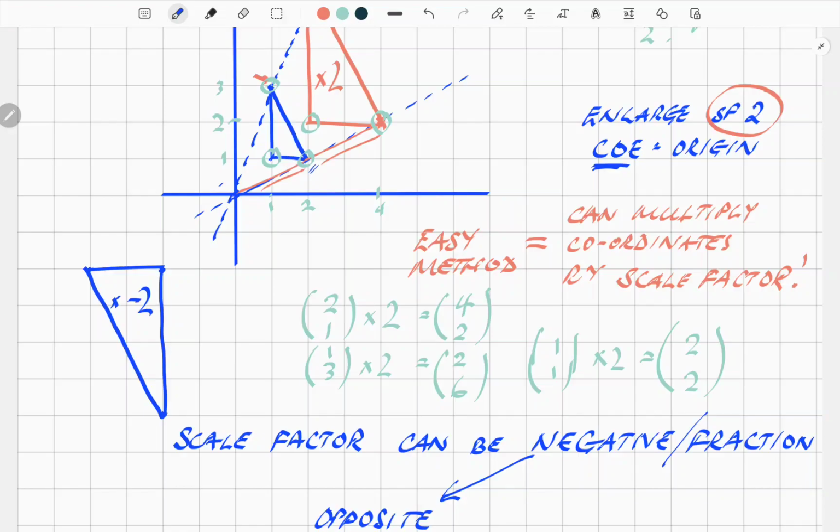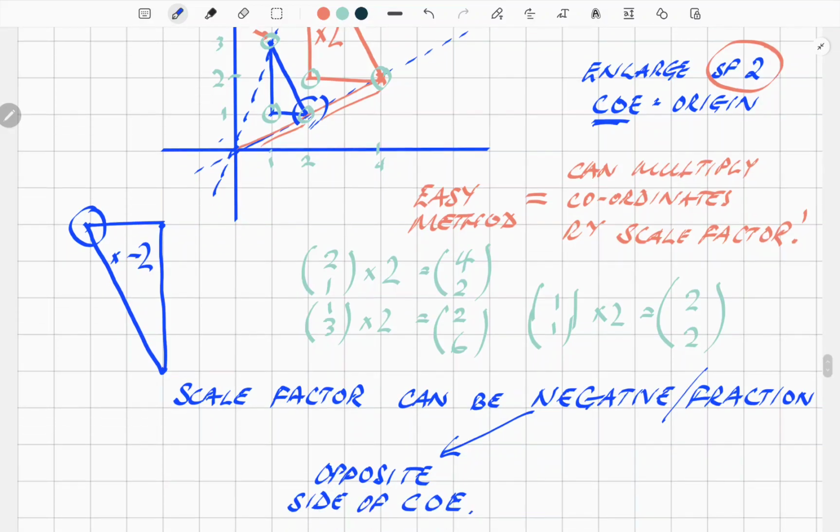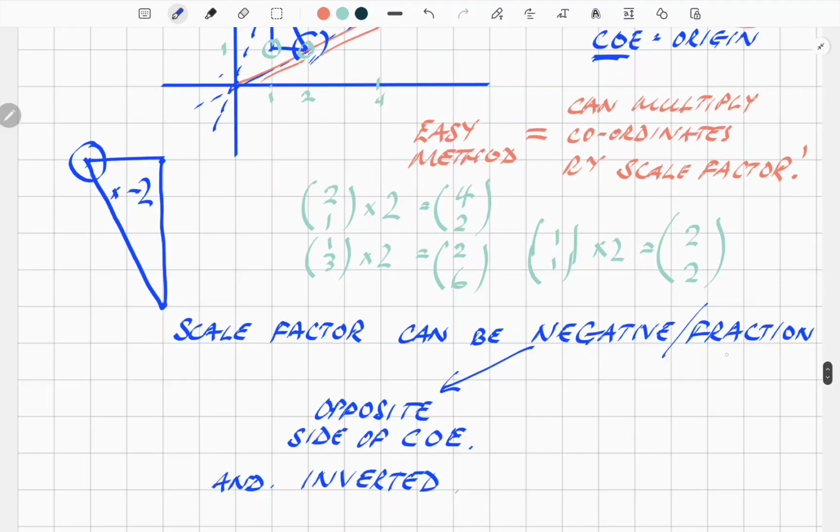So, in other words, that one comes down to here. So this top corner, and the bottom right corner, this one here, comes over here. And so on. Do you see how everything sort of crosses over? And if it's a fraction, it'll get smaller.